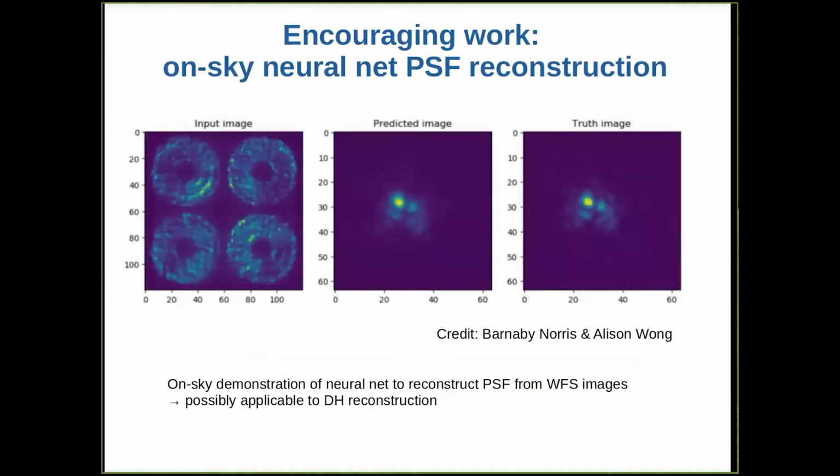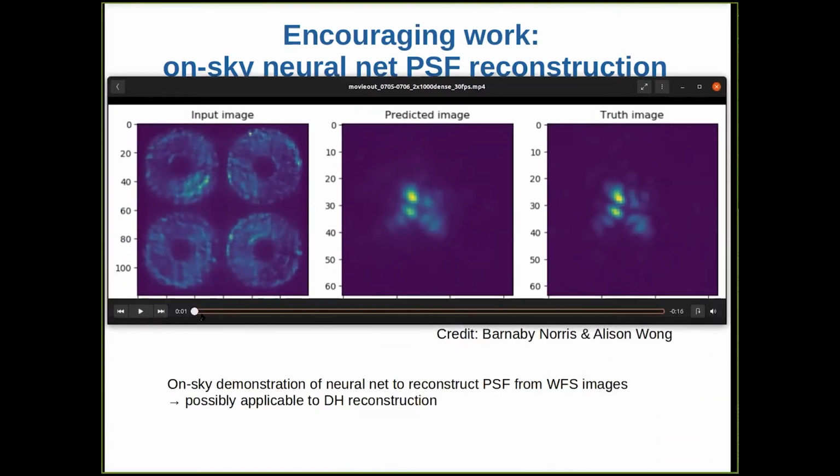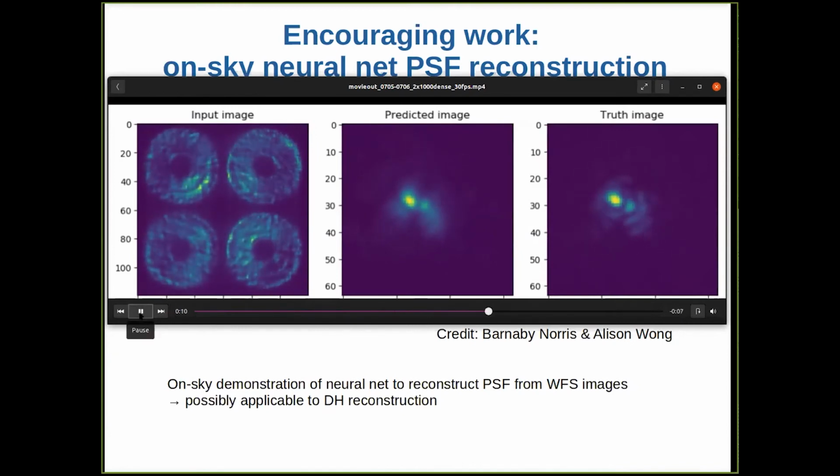So there is some encouraging work. Here is work that was done using SCExAO data by Barnaby Norris and Alison Wong, using neural nets to reconstruct the PSF. So I'm just going to play a quick video. This is on-sky data, pyramid image on the left, the truth image on the right, the predicted image in the middle. And this is using a neural net in the visible, where things like this are quite challenging to do usually. So the residual wavefront error here, if you look at the PSF difference, is on the order of maybe 10 nanometers or so. So it's working pretty well.